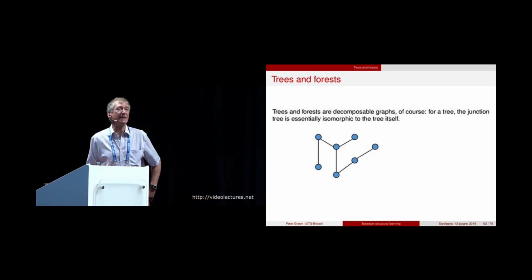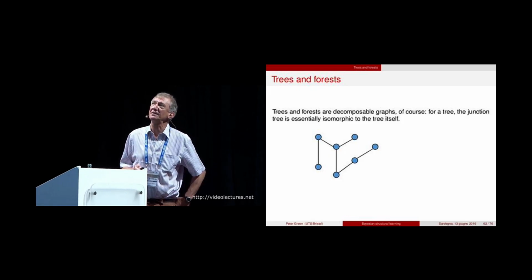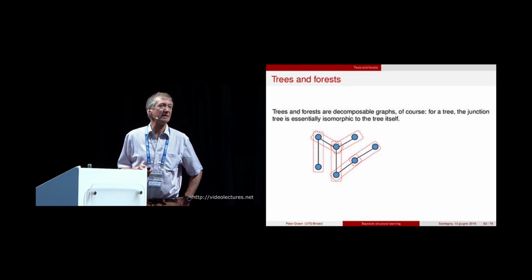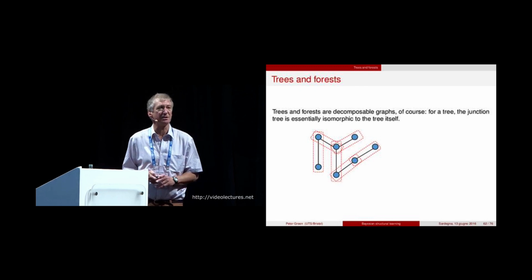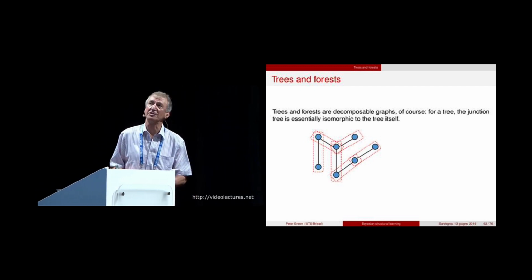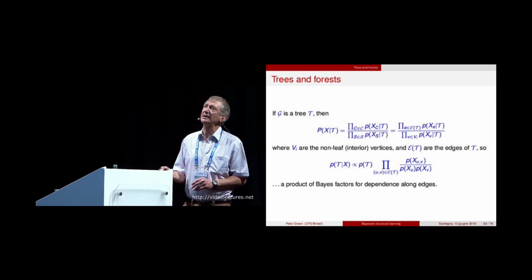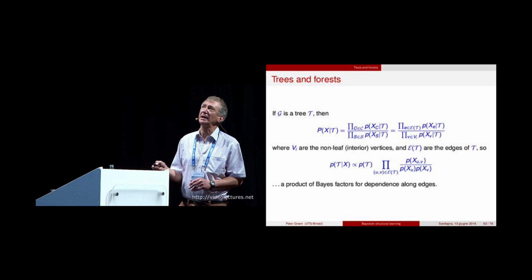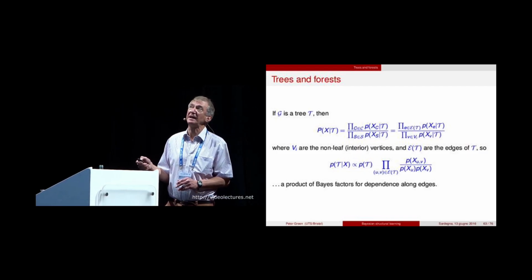For a tree, the junction tree is essentially isomorphic to the graph itself, except for the leaves at the ends of the branches. So of course, there's an intimate connection between junction tree algorithms and algorithms on trees. In a tree, the likelihood will always factorize in this way. That's the decomposability condition. And that's essentially a product of edge probabilities divided by a product of vertex probabilities.